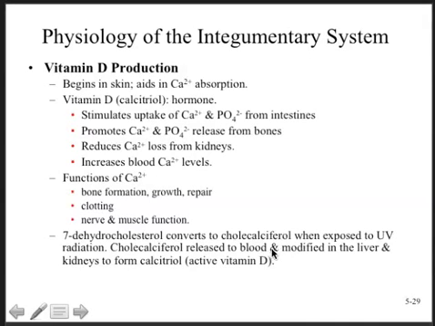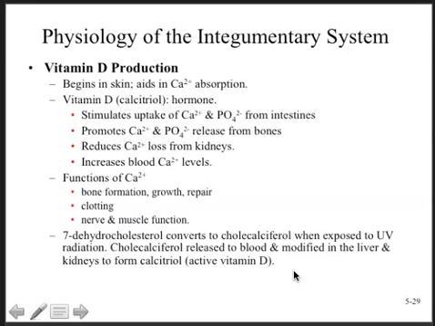7-dehydrocholesterol converts to cholecalciferol when UV light hits it. The cholecalciferol is released into the blood, and then it travels to the liver and the kidneys, where it is transformed into calcitriol, and that's the active form of vitamin D. Okay, so the skin, the liver, the kidneys, and the sun all act in order to produce this conversion.